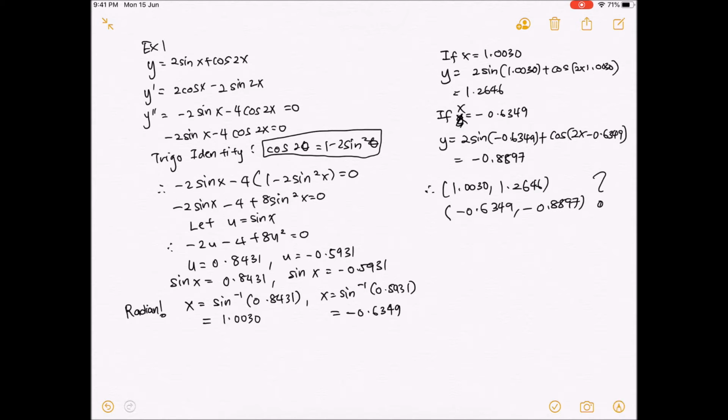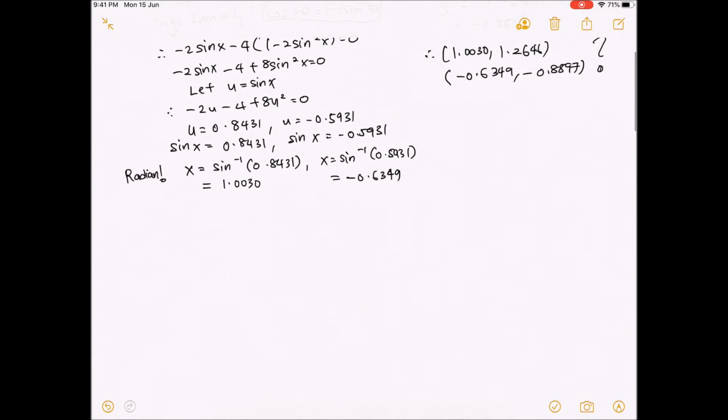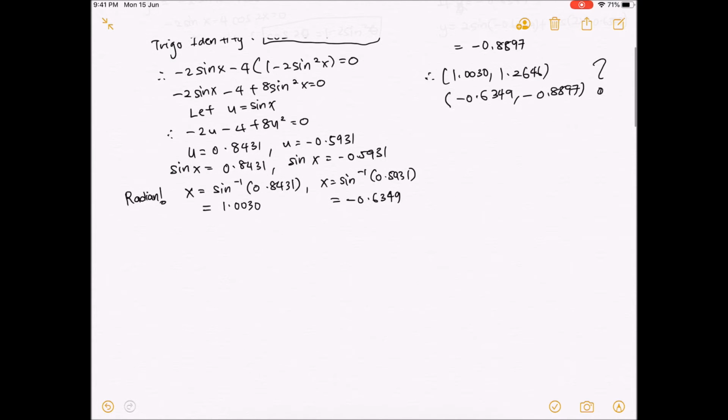Again, you have to test for the sign, whether it changes from negative to positive, from positive to negative, or neither. Let's say I test the point here.